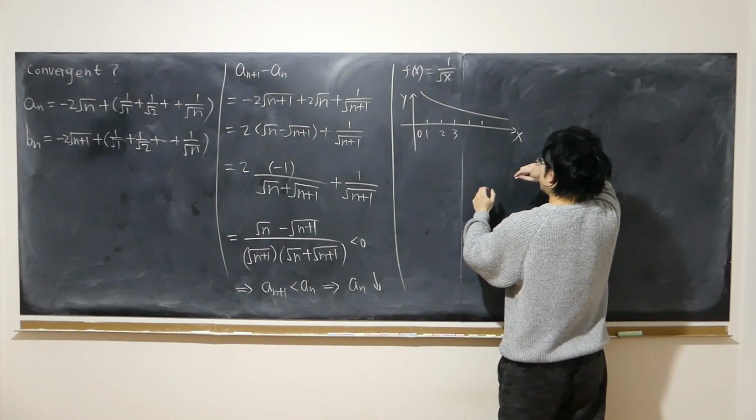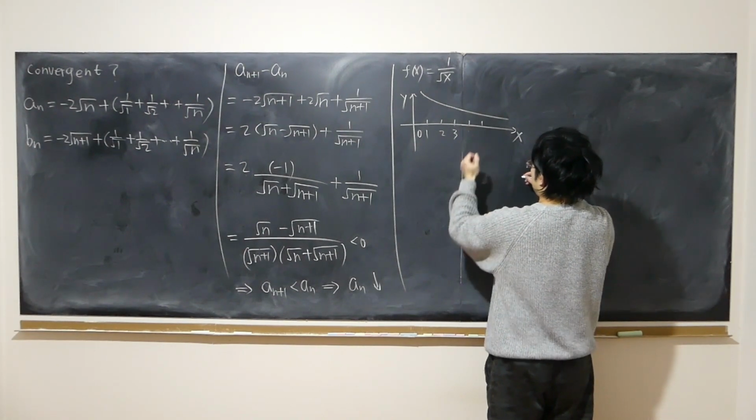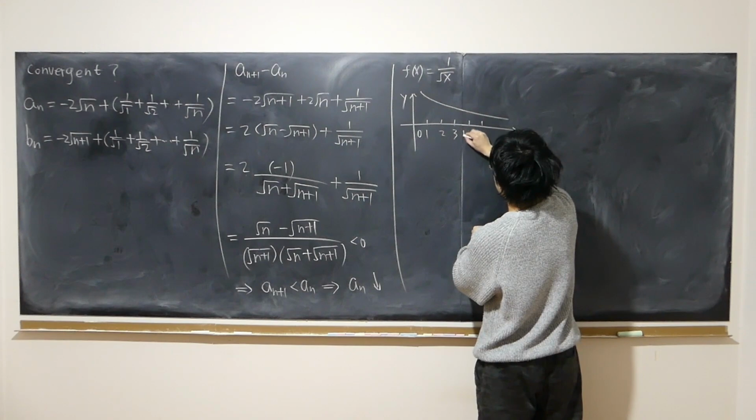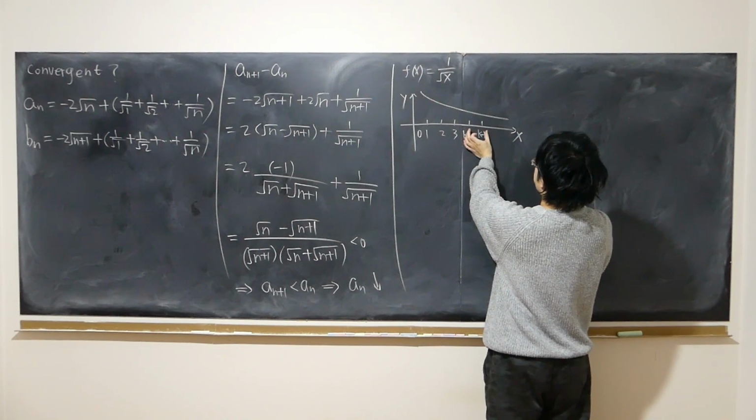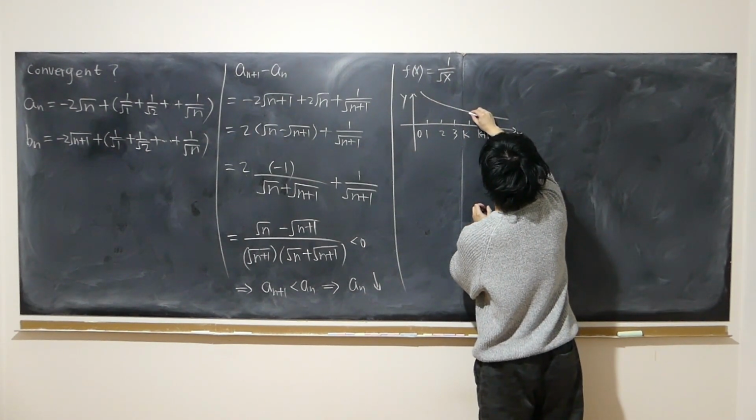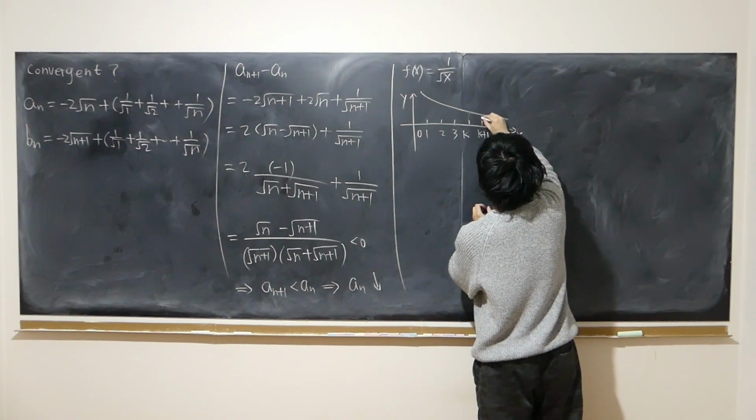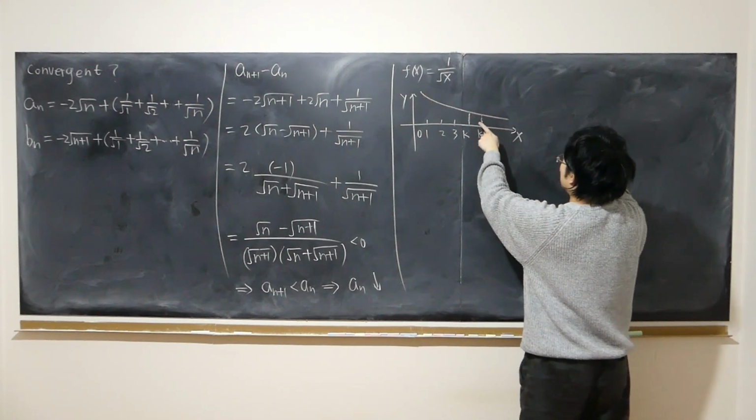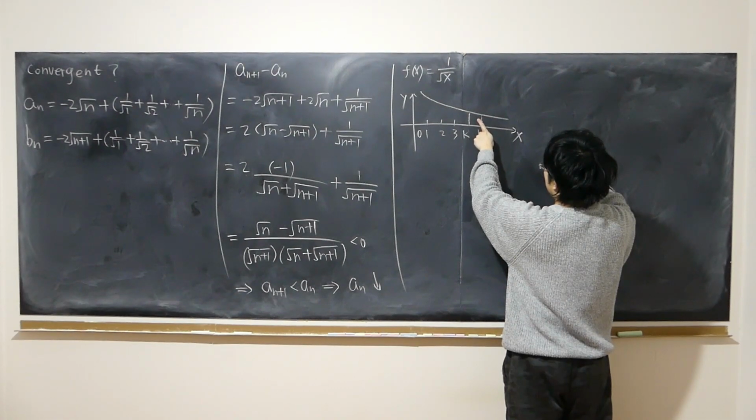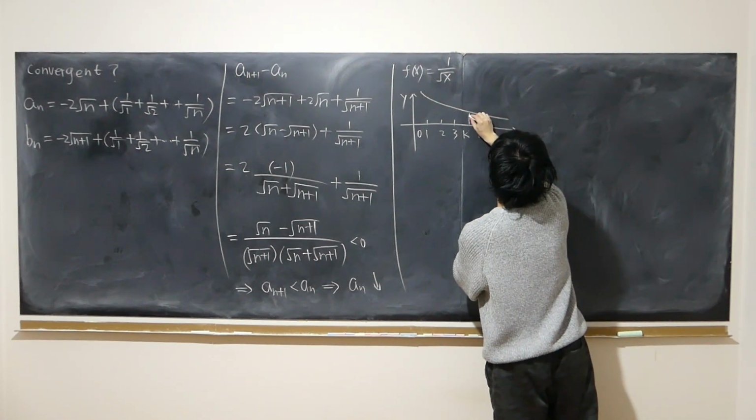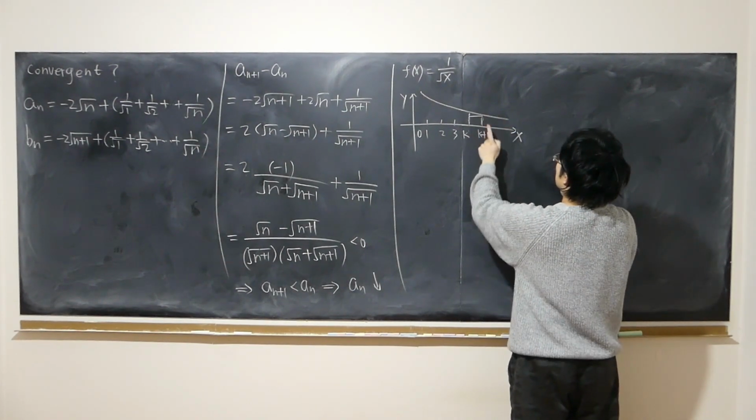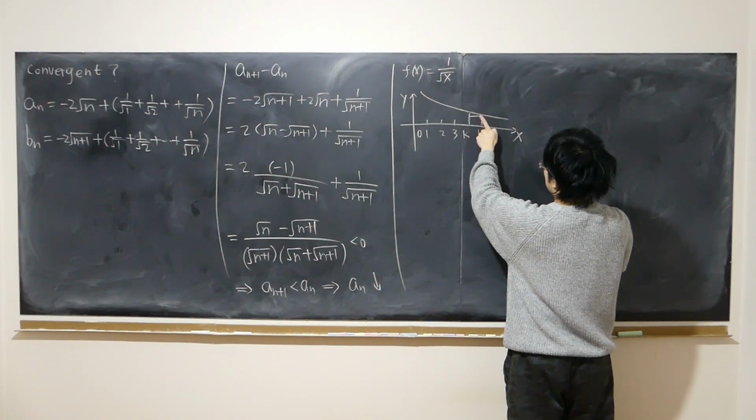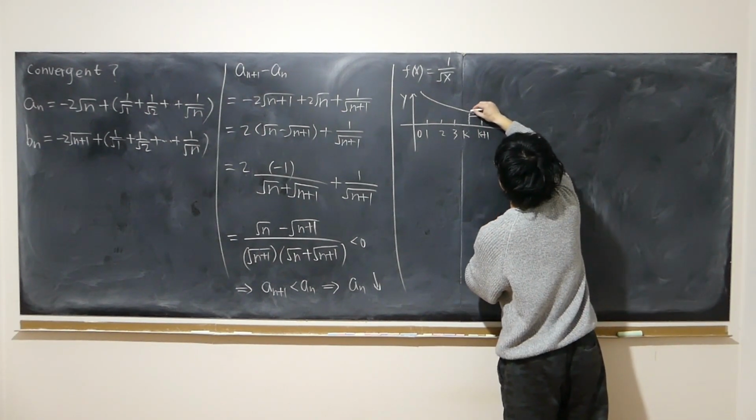Generally speaking, if I have an integer k and k plus 1, here's k, there's k plus 1. In this small interval, I should have exactly the estimation of the area. The area under this curve should be greater than the area of just this rectangle. However, it should at the same time be smaller than the area of just this rectangle.